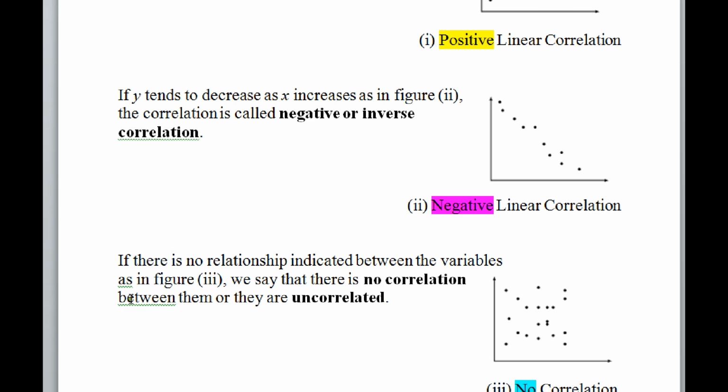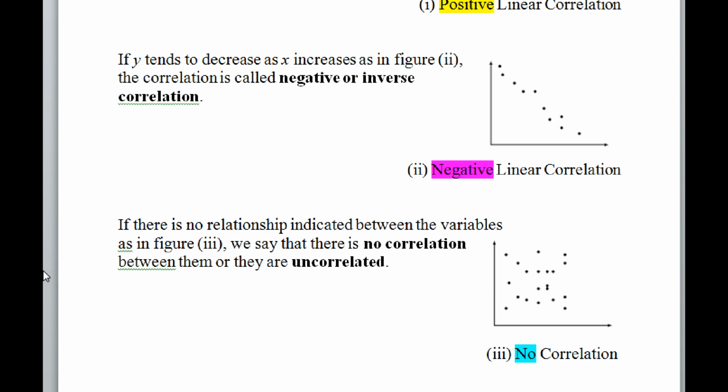But if you realize that my scatter plot looks like this all over the shop, there's no correlation. That means they're not really that related. So they're not correlated, uncorrelated, no correlation.